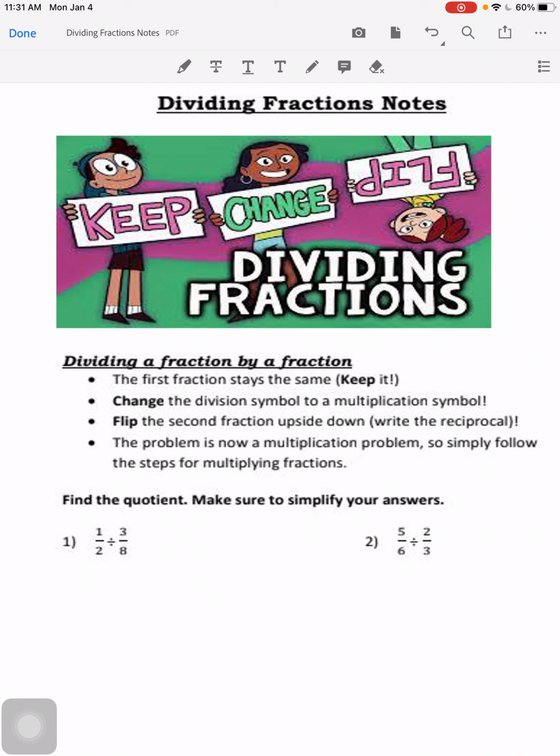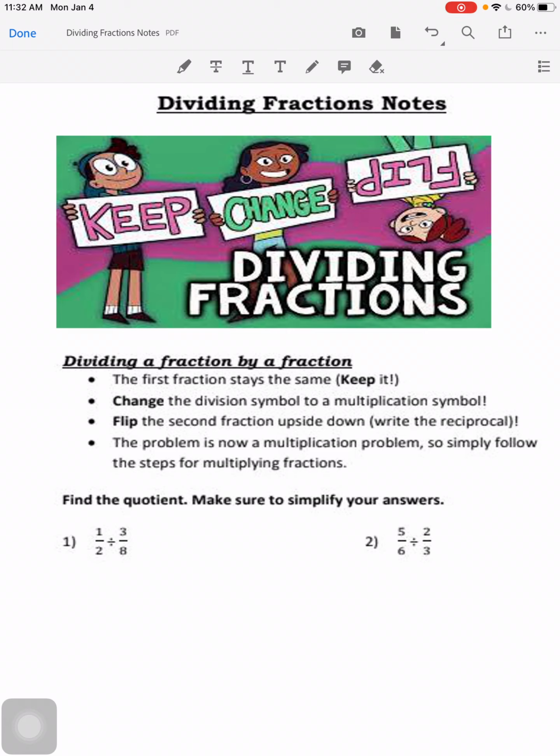So the first step we're going to take is we're going to keep the first fraction. So the first fraction stays the same. Then we're going to change the division symbol to a multiplication symbol. We're going to flip the second fraction upside down, which is called the reciprocal. And then the problem is going to now be a multiplication problem. And we know exactly how to multiply fractions. So we simply follow the steps for multiplying fractions.